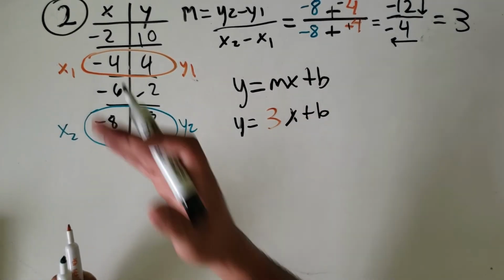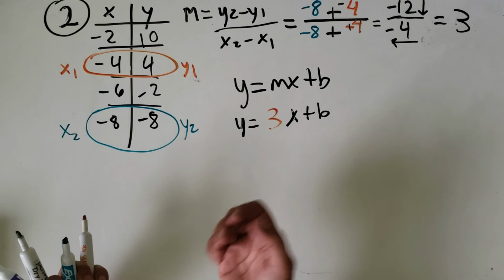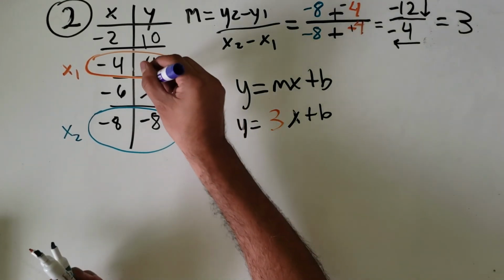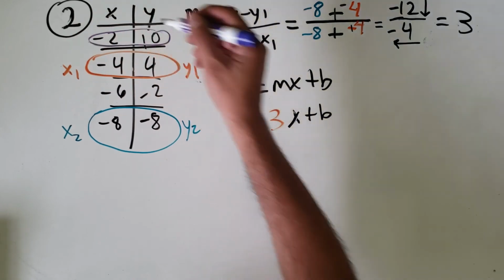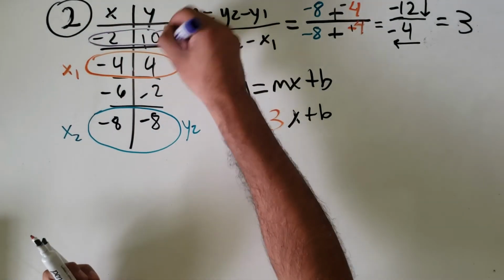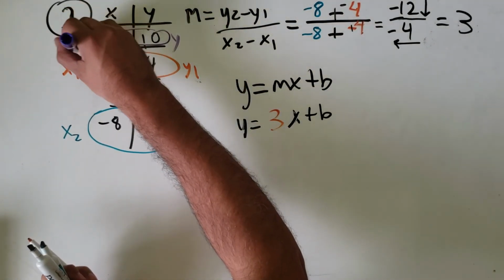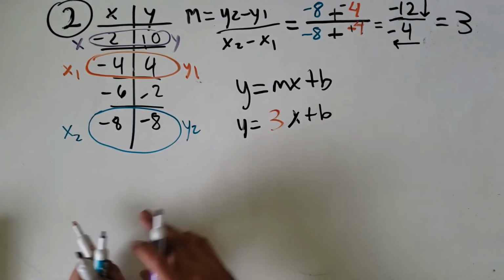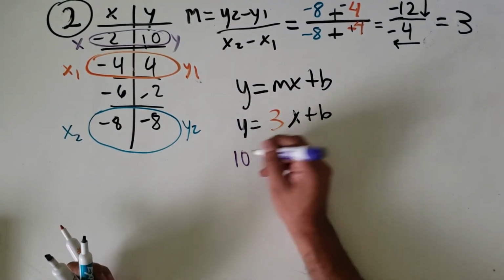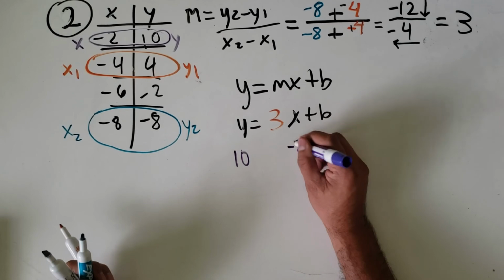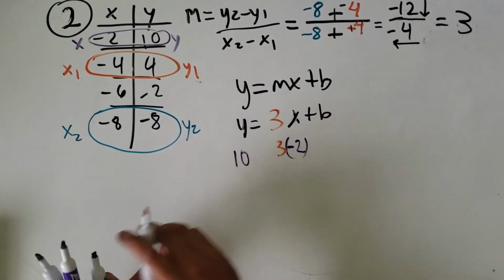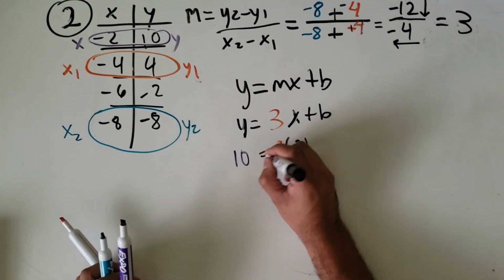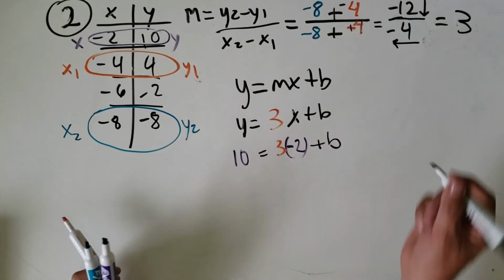Now I'm going to pick a different set. So I'm going to pick whichever one. It doesn't really matter. So let's say I pick this one because it has a positive. Okay, so my y is a 10, and my x is going to be a -2. So now I'm going to put them where they go. So right here goes the 10, and over here goes the -2, and that one goes in parentheses. My 3 is still 3, and everything else is still the same, plus b.